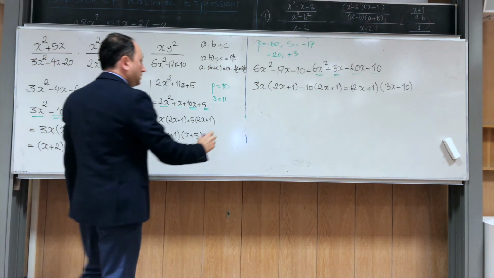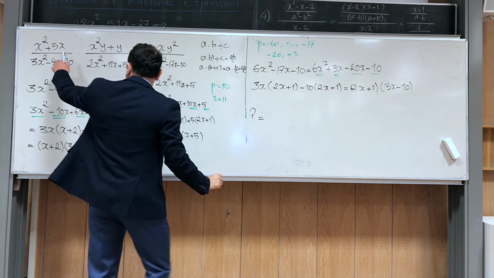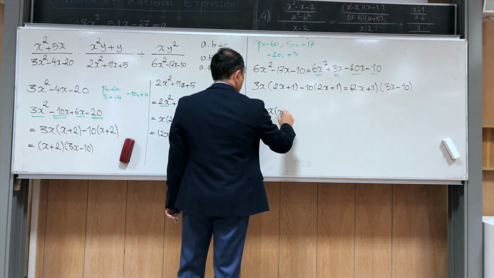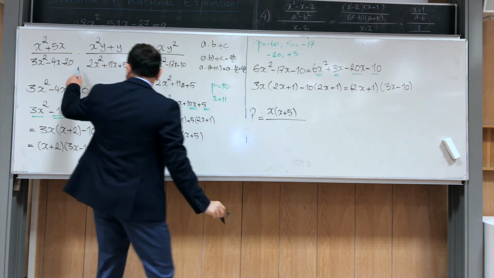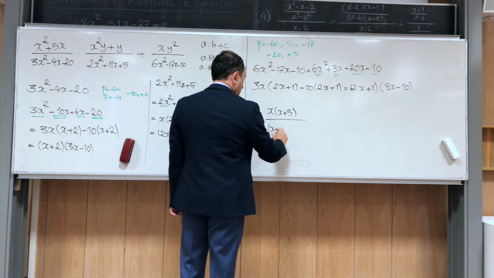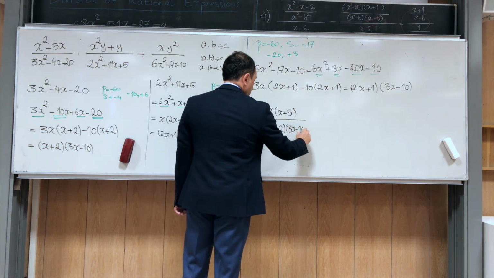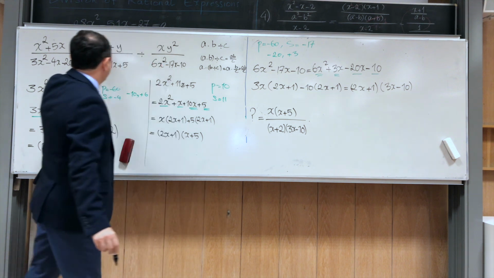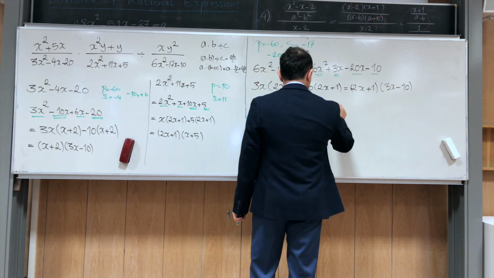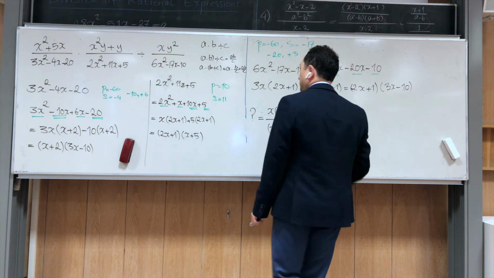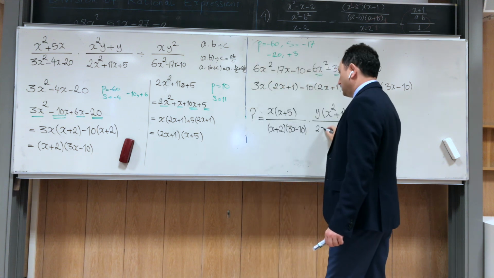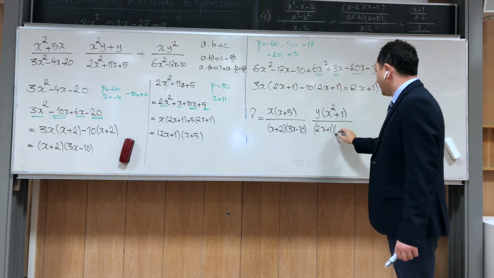And then the question mark that I want is equal to. The factorization of this is very simple. I just take x out, so it becomes x plus 5. The denominator of the first one is here, x plus 2, 3x minus 10. Multiplied by, this one is very simple. I can just factor x out, y out. x squared plus 1 is left. This one, I have done it here. So the answer is 2x plus 1 times x plus 5.